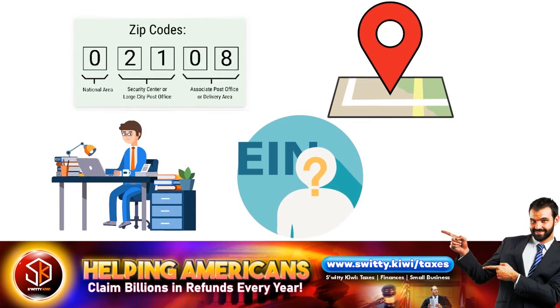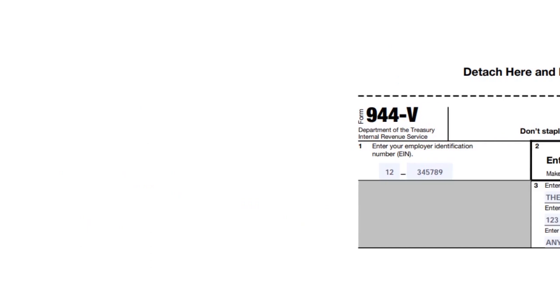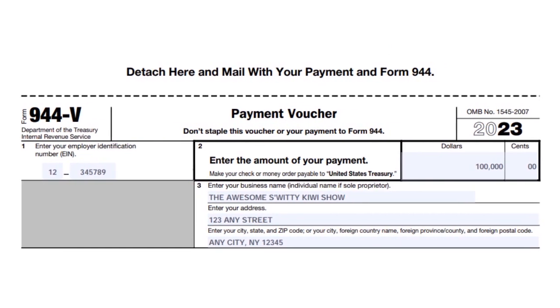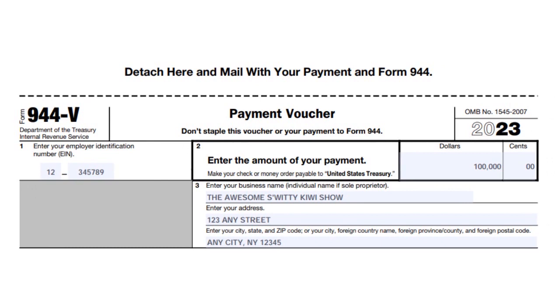And last but not least, you have to put the payment voucher. I was talking to you about this earlier. If you owe, like in our case, we owe the IRS $100,000, so we attached a payment voucher while filing Form 944. The payment voucher is pretty self-explanatory. You have your EIN on the form, and you have your name and your business name.